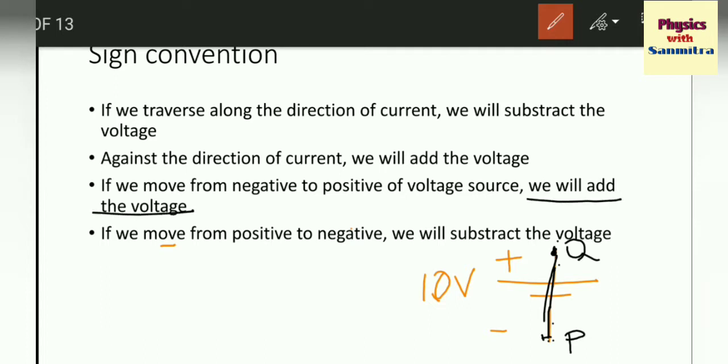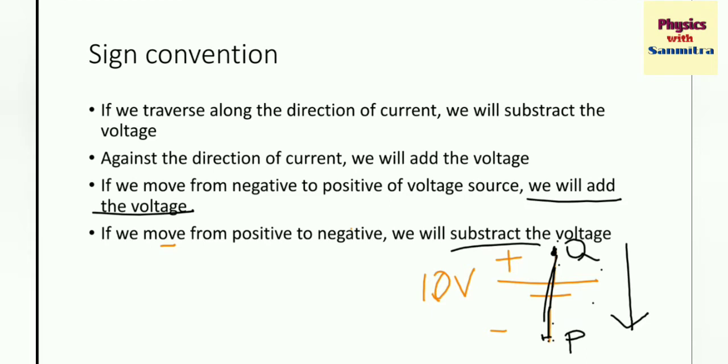And when moving from positive to negative, we are going against the battery. So here it was 10 volt, and here we will subtract 10 volt, because we are going against the battery, and the voltage source is giving a potential difference of 10 volt, and we are going against it. So that is the thing.